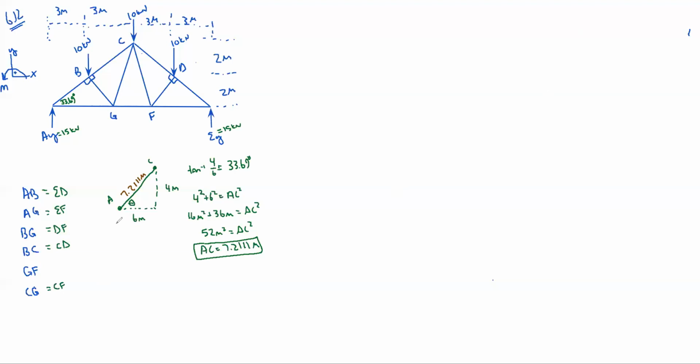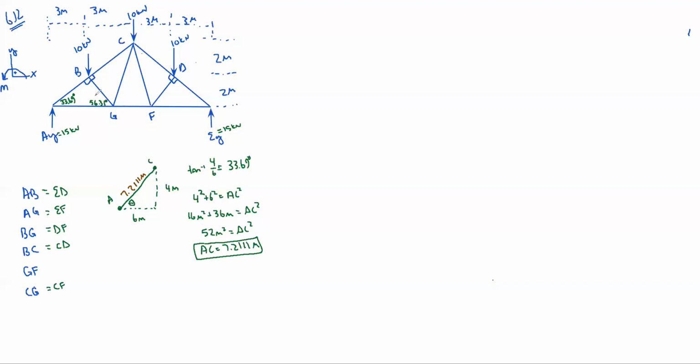At some point I reminded myself that if angle A is 33.69 degrees and this is a 90-degree angle, then this angle that I'm pointing to must be 90 minus 33.69, which, as you probably have already guessed, is equal to 56.31 degrees.